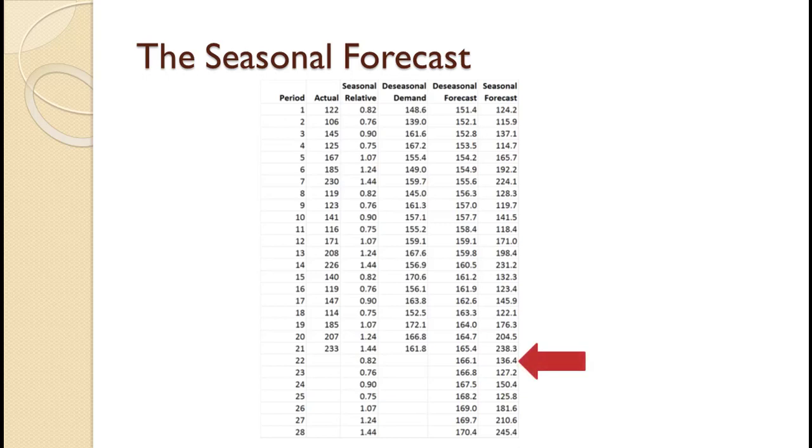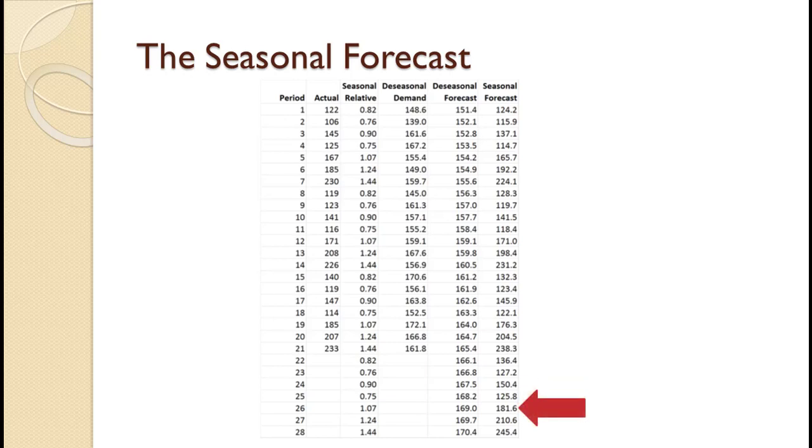For period 22, which is a Monday, the deseasonalized forecast of 166.1 times the Monday seasonal index of 0.82 equals 136.4. For period 23, which is a Tuesday, 166.8 times 0.76 equals 127.2. For period 24, which is a Wednesday, 167.5 times 0.90 equals 150.4. For period 25, which is a Thursday, 168.2 times 0.75 equals 125.8.